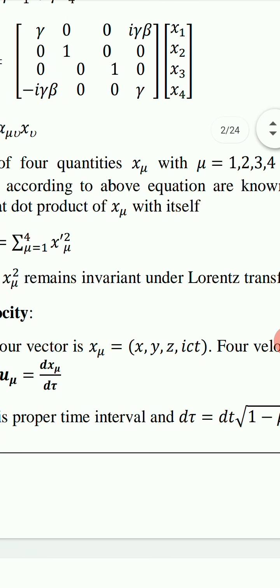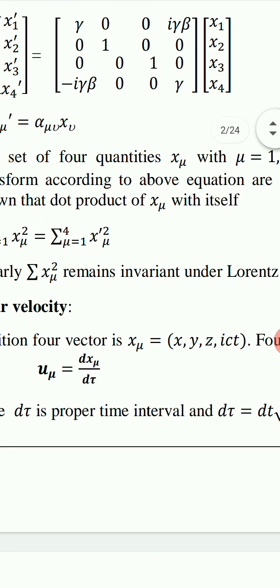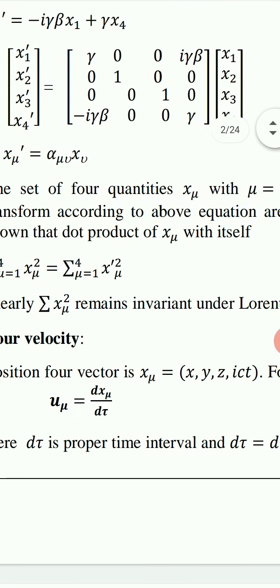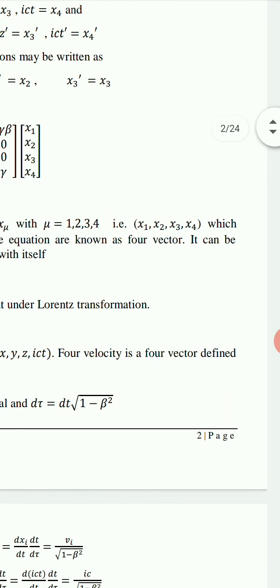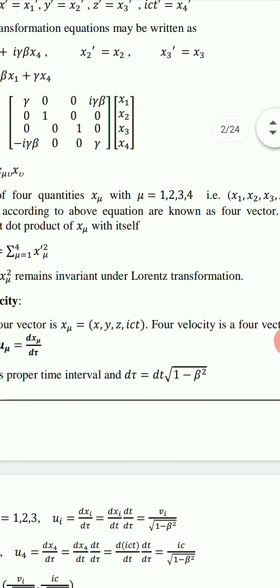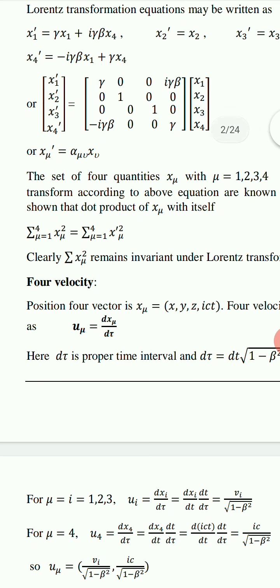There is an important property of 4 vector. It can be shown that dot product of x mu with itself, that is x mu dot x mu, we write it as x mu square.